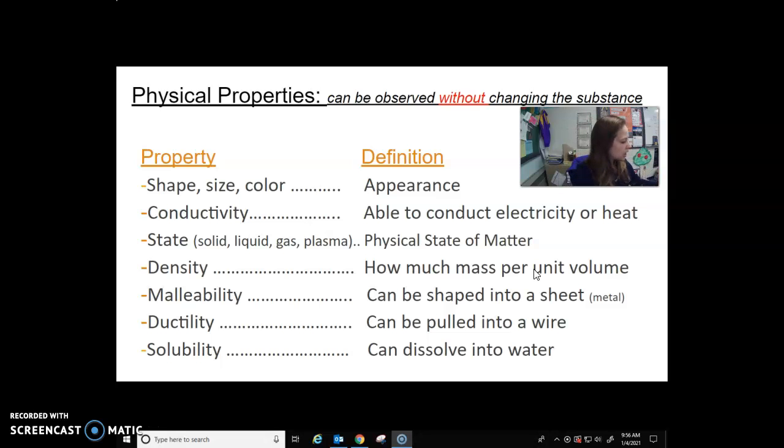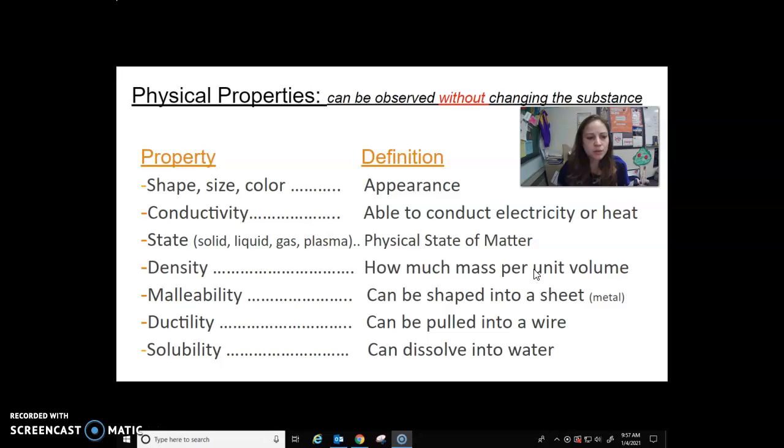Ductility. I have a sad little stretched out paper clip. But the ability to be pulled into a wire, the property is called ductility. You would say it is ductile. So copper is very ductile. Bonus points for copper, it's also conductive. So obviously metals have certain properties that we take advantage of so we can have electricity.